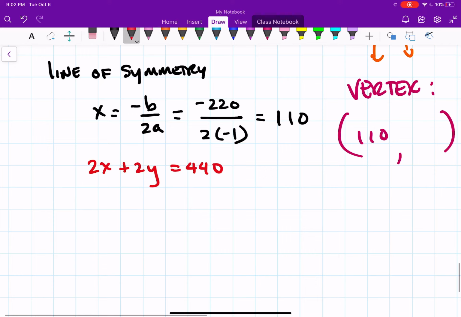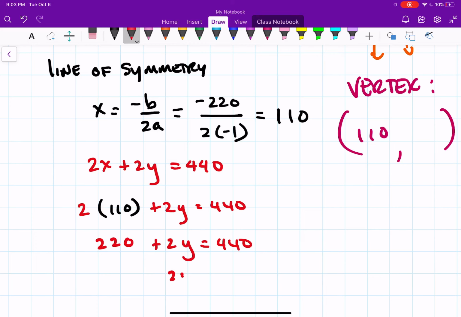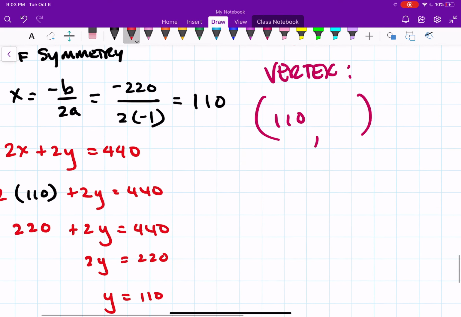Awesome. The x is 110, so I got 2 times 110 plus 2y equals 440. All right, so now I have 220 plus 2y equals 440. So 2y equals 220. So y is also equal to 110. Ooh.